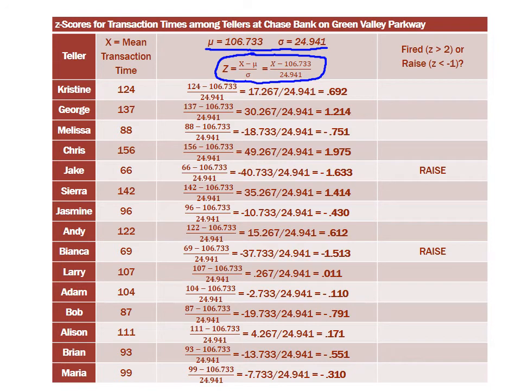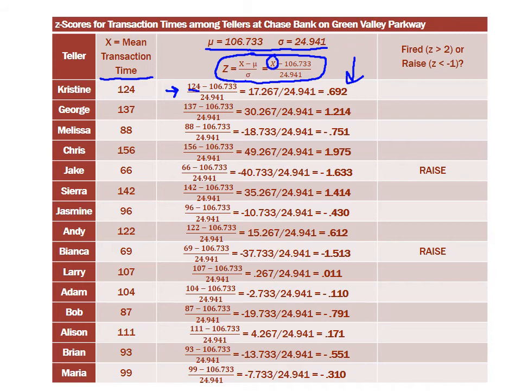The only thing that changes from one teller to the next is the x value that comes from this column right here. So you'll see for Christine, her 124 transaction time minus the mean divided by the standard deviation. Do the math, she has a z-score of 0.692. So she's on the high end of common values. You'll see all the z-scores in bold in that middle column here. And we'll see, okay, does anybody get fired? Well, in this case, no. Nobody has extremely high transaction times. Everybody is pretty relatively consistent.